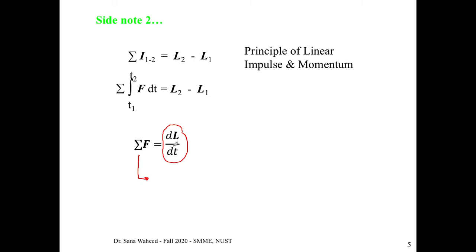Now, I think this would be pretty self-explanatory for most of you because we know that summation F equals ma, right? So if I know a is m dv by dt, I can just take the mass inside as well and then it just becomes, right, which is dL by dt.